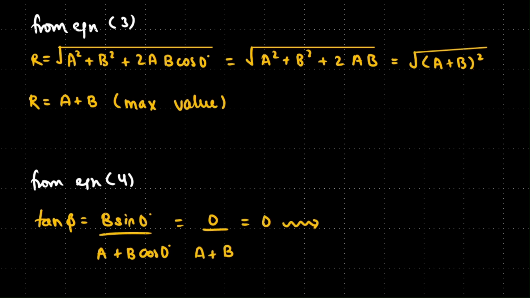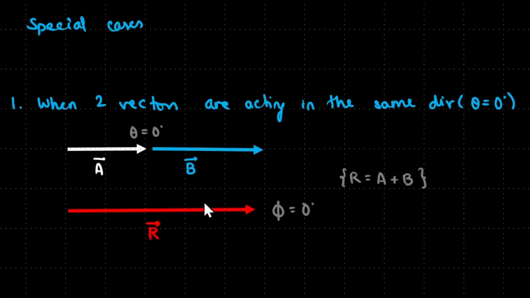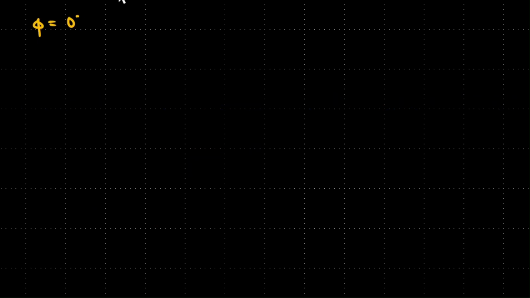This means tan phi must be equal to 0, which means phi must be tan inverse 0. So phi must be 0 degrees or 180 degrees. But in this case, it's always going to be 0 degrees, so we don't consider the 180 degree case.